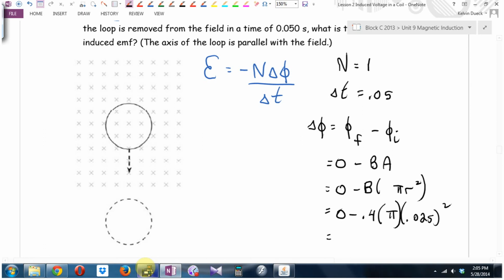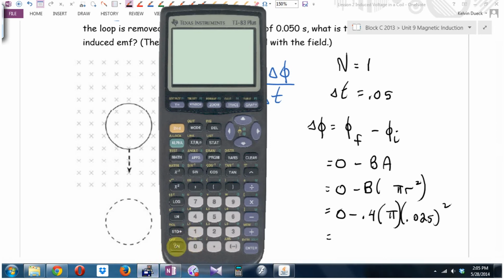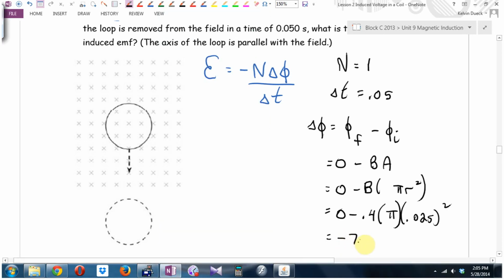So I think the change in flux is going to be 0 minus 0.4 times pi times 0.025 squared. I get negative 7.854 times 10 to the negative 4. Units. What were our new units for flux? Webers.